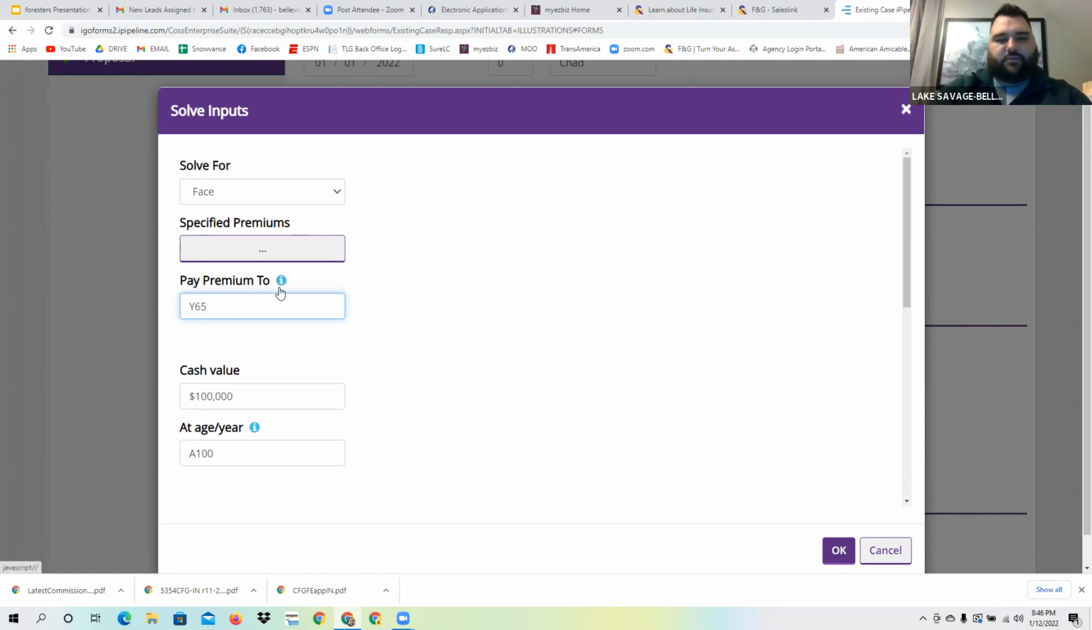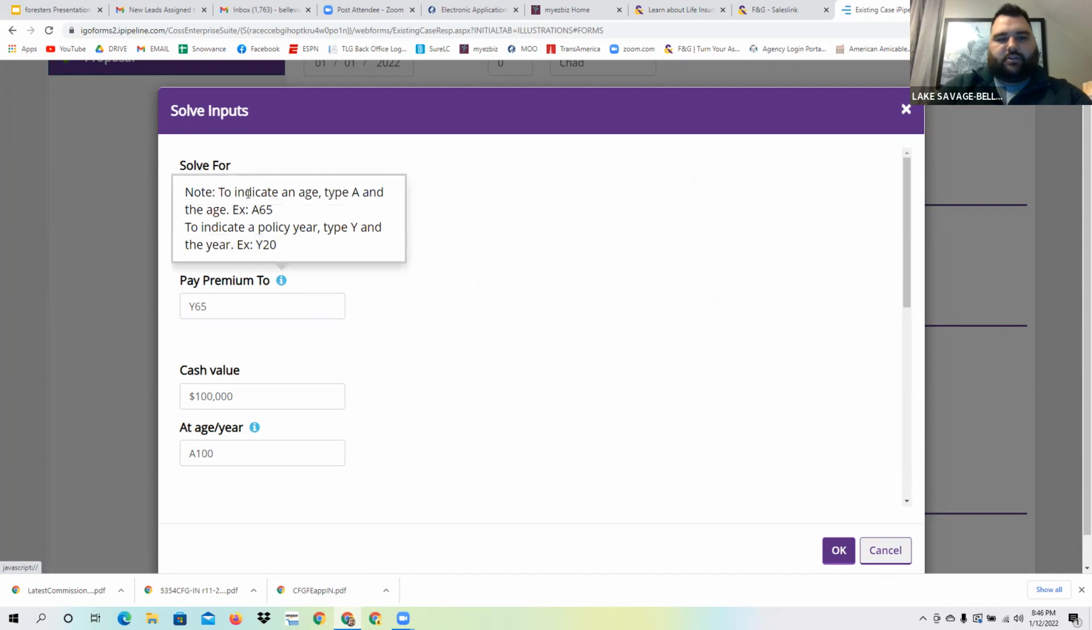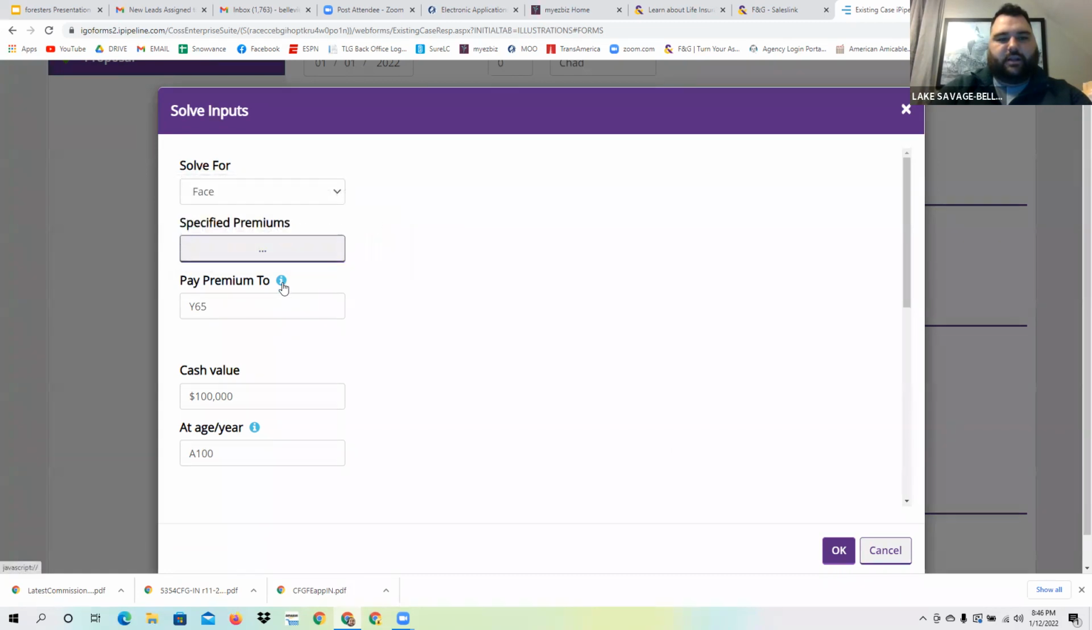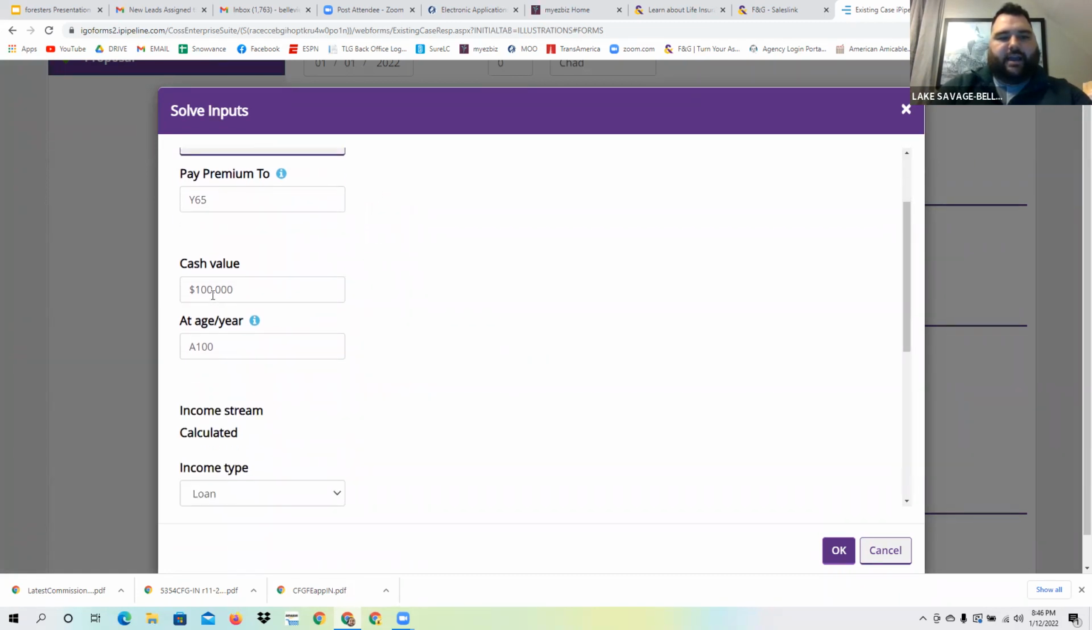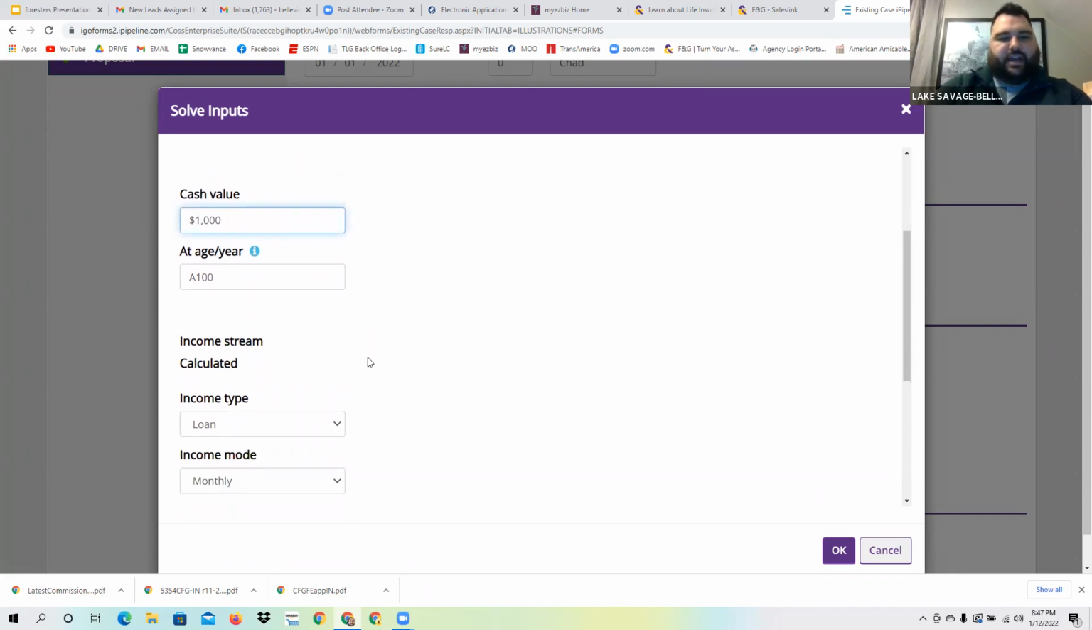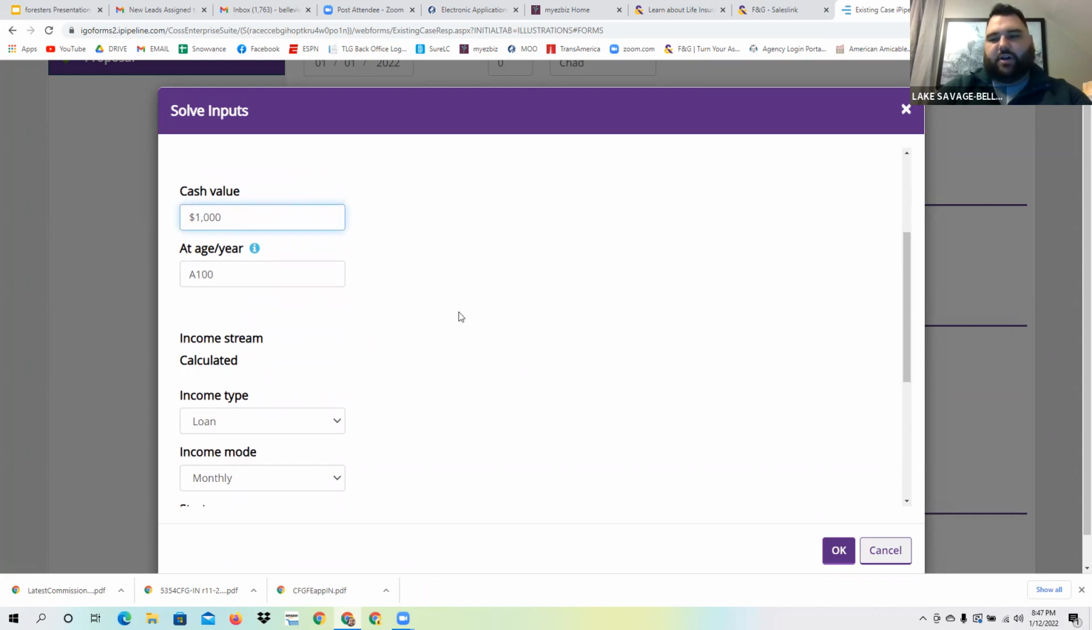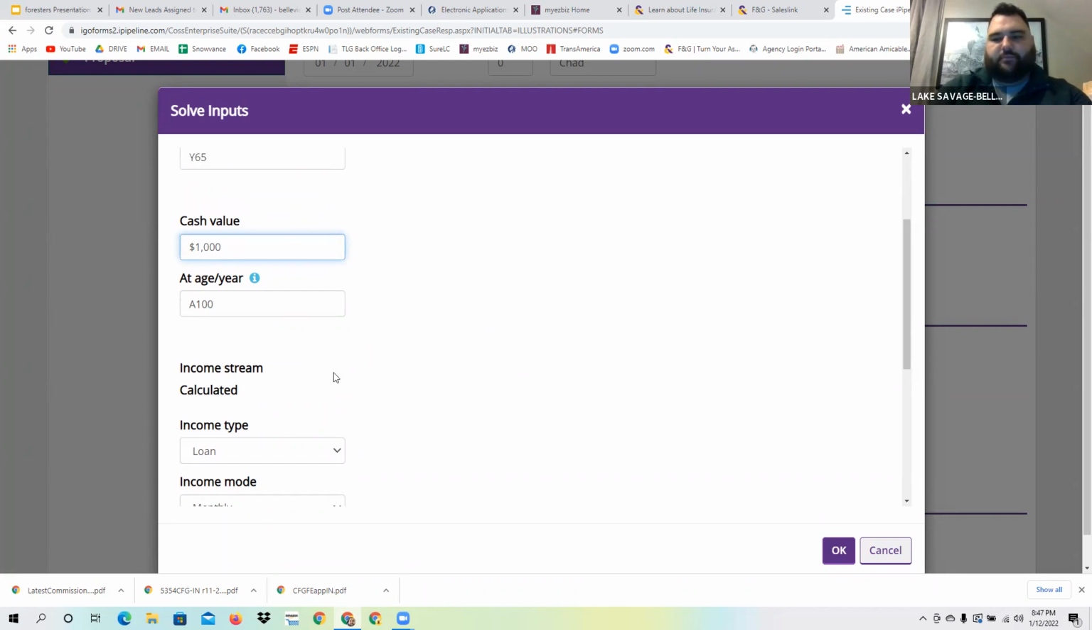See this, hover over this real quick. To indicate age, type A. To indicate policy year is Y. Okay, so pay premiums to year 65. Now, at age 65, actually at year 100, we always want to keep the cash value to 1,000 so that this policy never runs out. Okay, just keep that in mind, right?